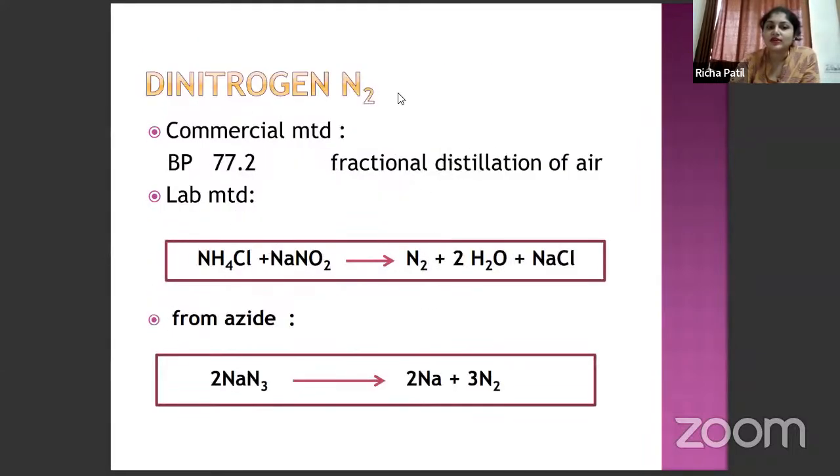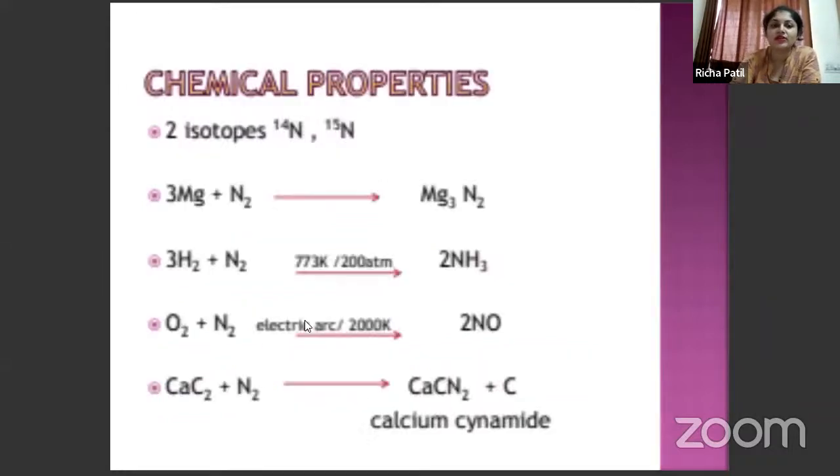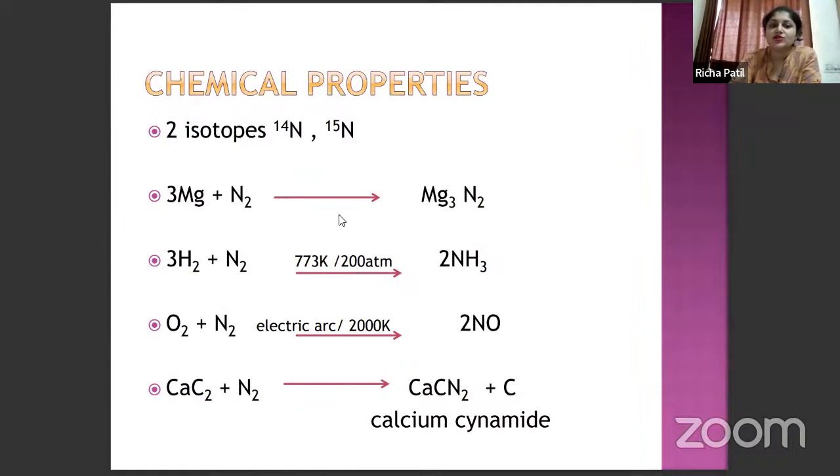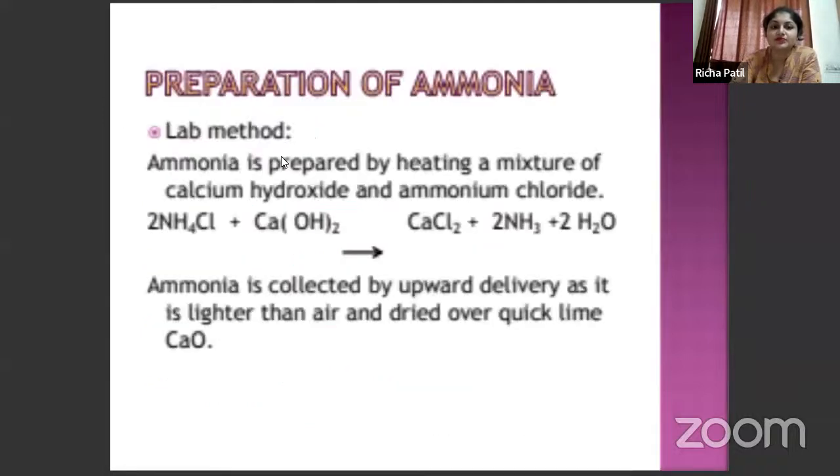So what is the lab method? The lab method of preparation of dinitrogen is from ammonium chloride plus sodium nitrate. When you treat this, you get dinitrogen plus H2O plus NaCl. So this is a laboratory method. From azide, that is sodium azide, you get sodium plus N2. So this is another laboratory method. These are the different chemical reactions, chemical properties.